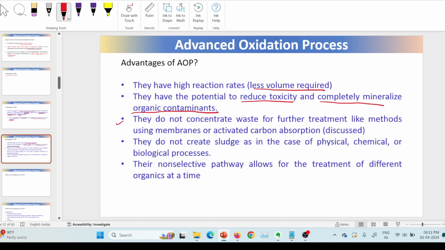They do not create sludge as in the case of physical, chemical and biological processes. If sludge is formed, we have to manage the sludge. So that is also an issue. So in this case, we don't have to worry about the sludge. Their non-selective pathway allows for the treatment of different organics at the same time. So they are actually non-selective, and many varieties of organic compounds can be treated at a time.